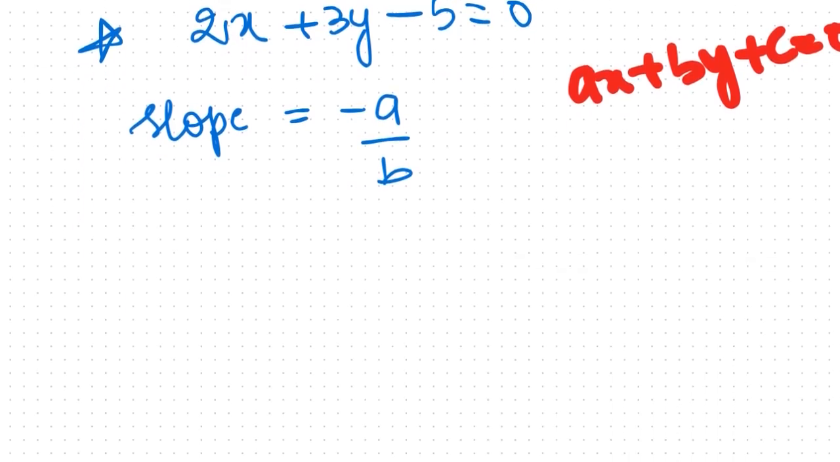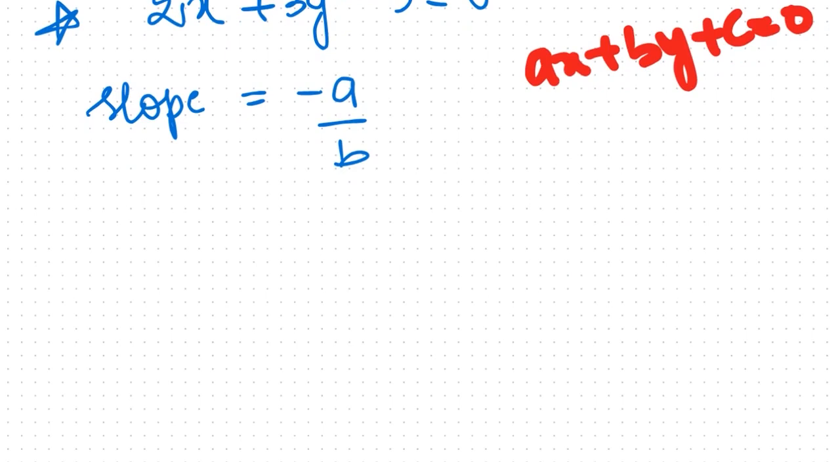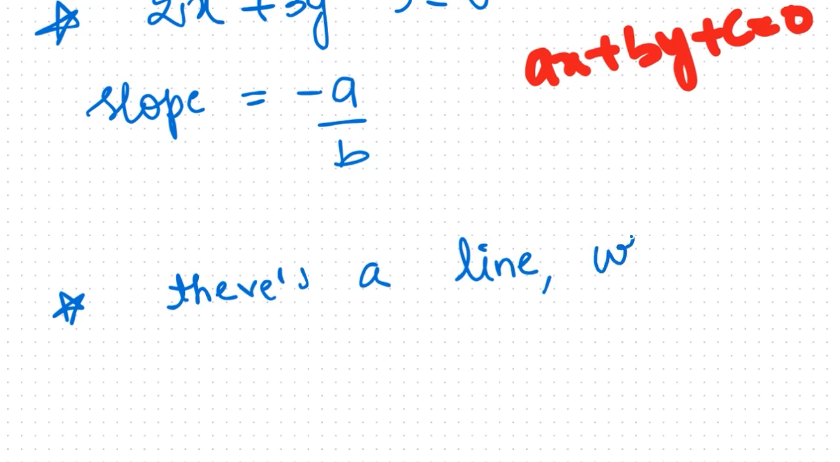These are applications. So that's about different types of lines. So let us understand that. Let's say there is a line which passes through.